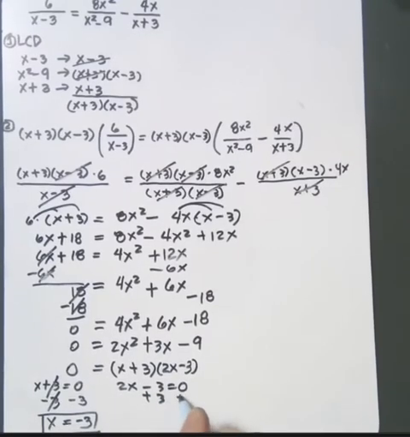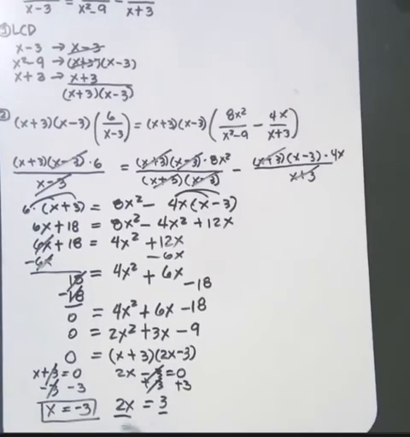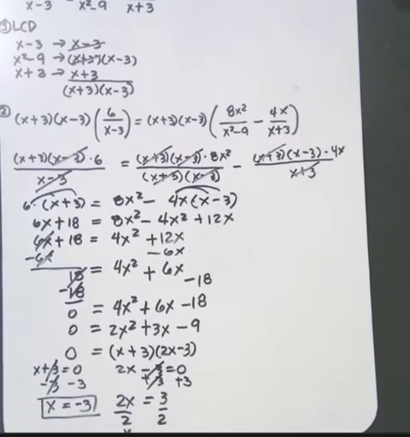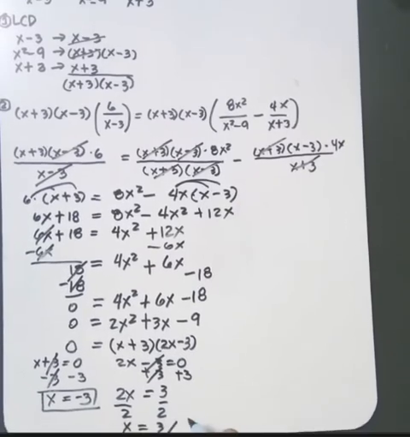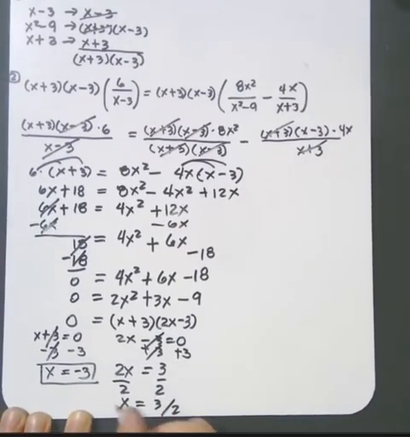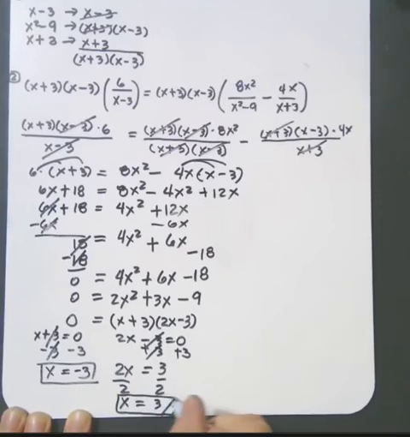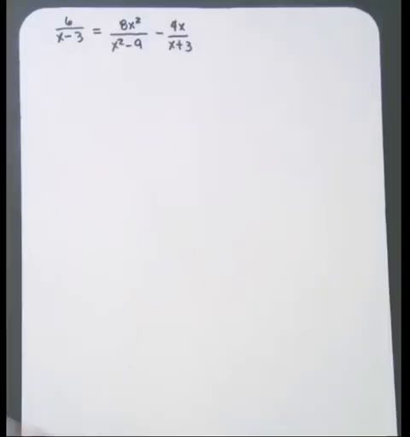Add 3 to both sides of the equation. 2x is equal to 3. And then we divide both sides by 2. x is equal to 3 over 2. And this is now the value of our second solution.